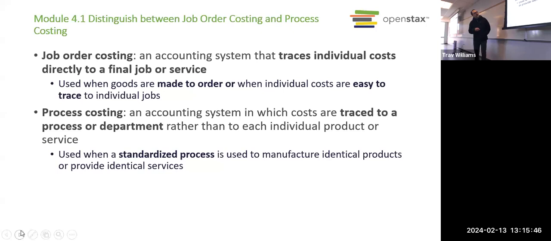So with job order costing, we use it when the products are made to order, meaning they're customized, or you can easily track the costs to a specific job for a specific customer. All right. Questions so far?